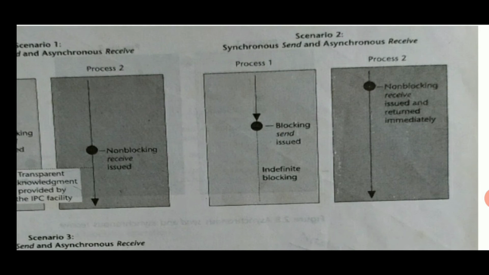So in this case, process 1 is blocked indefinitely until process 2 reissues a receive request, or an acknowledgement arrives from host 2's IPC facility. So how to unblock this process 1? It will be in a state of indefinite blocking until it receives a receive request again from process 2, or an acknowledgement is sent to process 1.